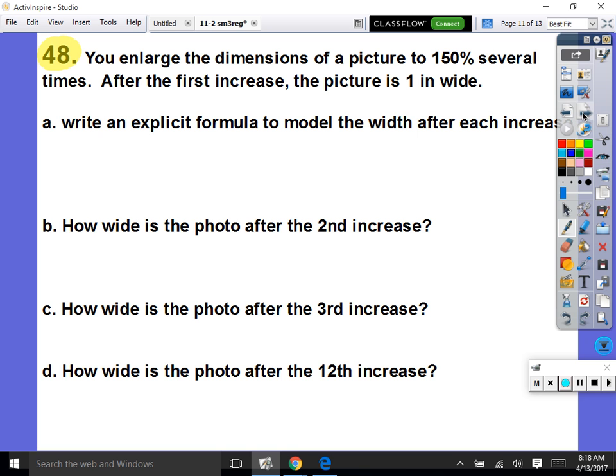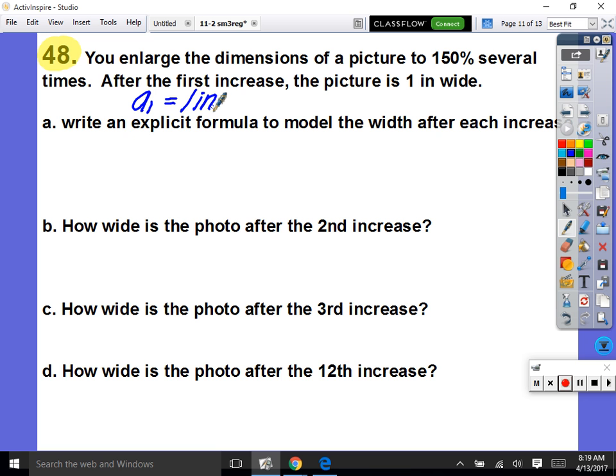Okay, so here's the thing, guys. Our a sub 1, it says the first increase, and I really thought hard about this one. I was like, well, after the first, does that mean we started with something smaller? But don't overthink it. After the first, our first one is 1 inch. A sub 1 is 1 inch. Does that make sense, everybody?